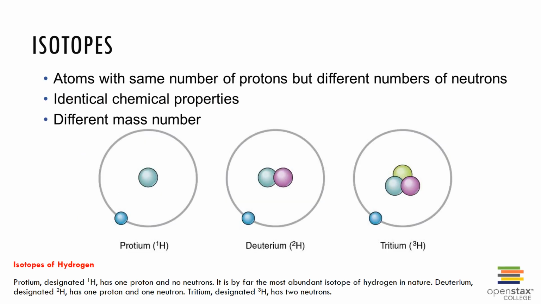And an isotope is an atom with the same number of protons but different numbers of neutrons. They have identical chemical properties but different mass numbers. Hydrogen is a good example of an isotope.